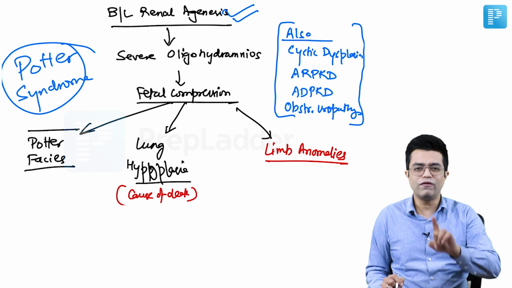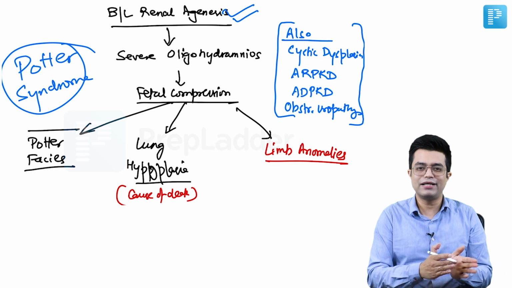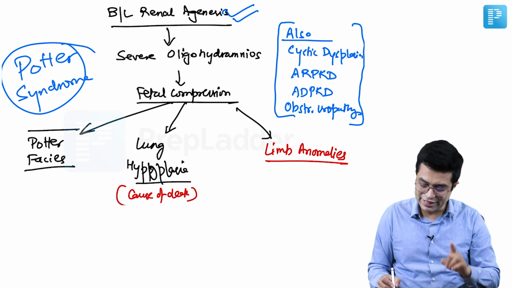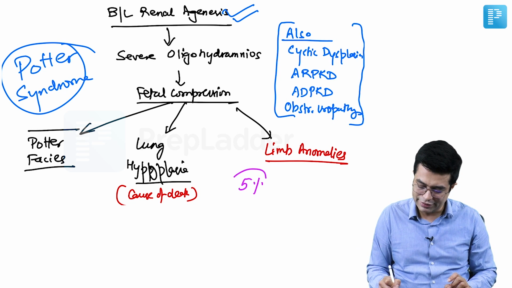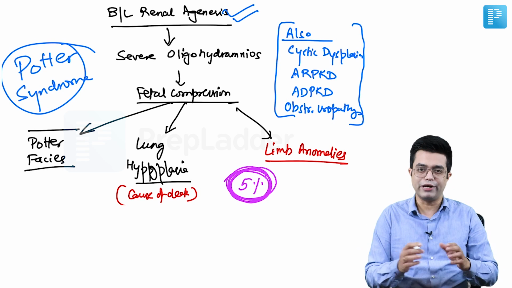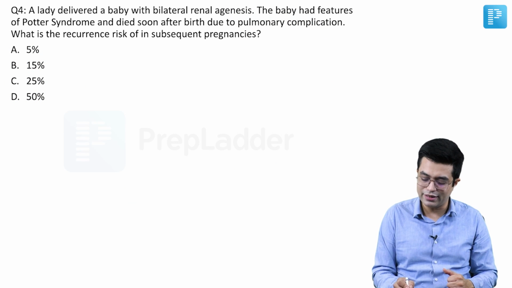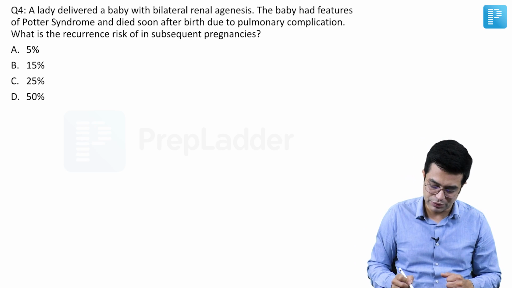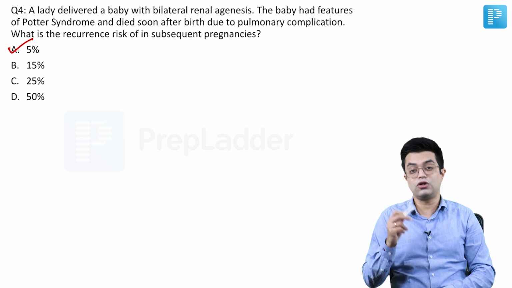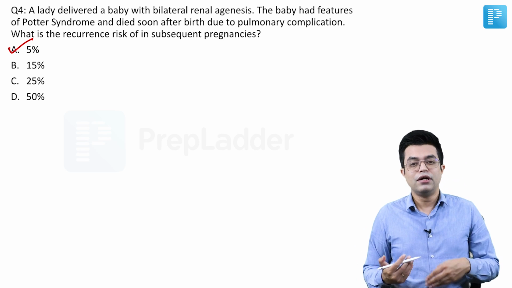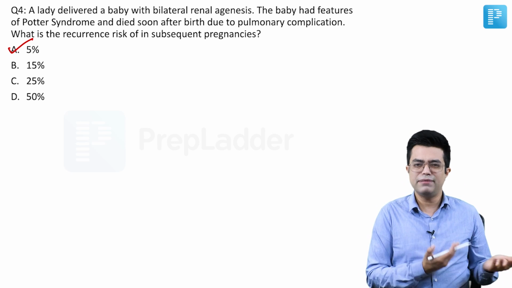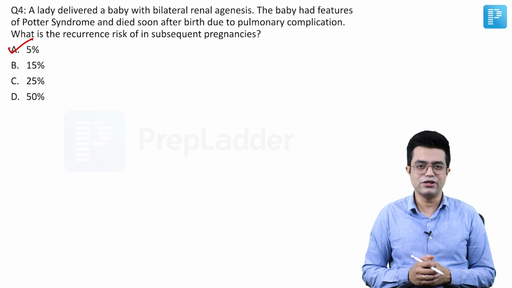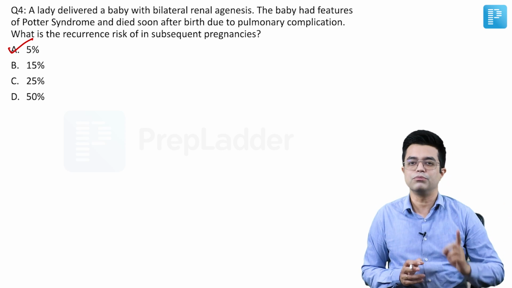And remember, overall chances of bilateral renal agenesis associated Potter syndrome is 5%, if one child has been found affected. So in subsequent pregnancies, the recurrence risk of bilateral renal agenesis with Potter syndrome is 5%. It is mentioned in all the standard books, not mentioned in Nelson. A similar question has been asked in AIIMS super specialty exams many years back. So it's an old question, but a percentage which you need to remember. Potter syndrome, very, very important for your exam.